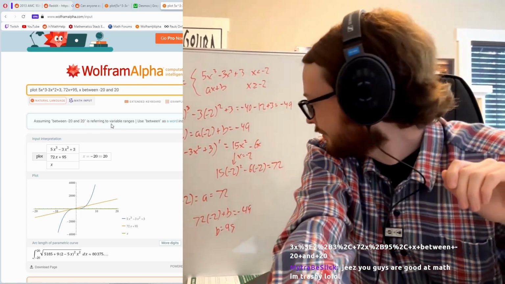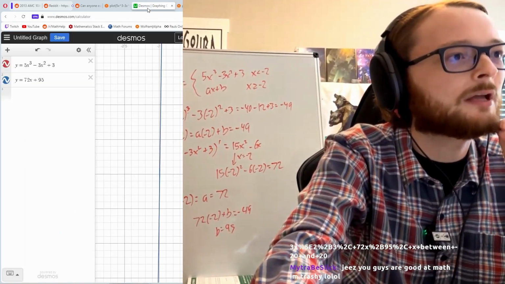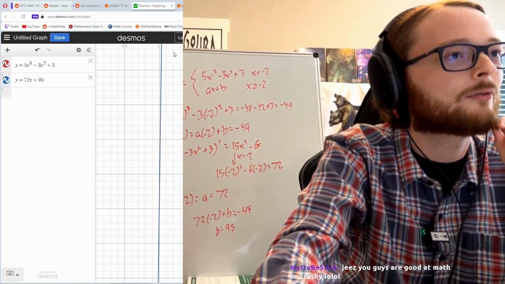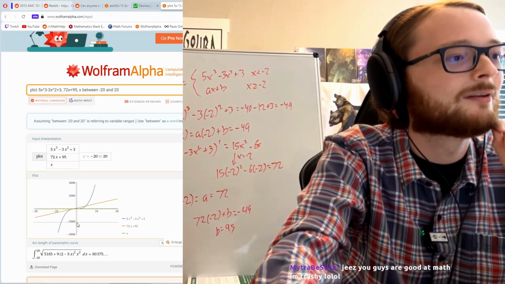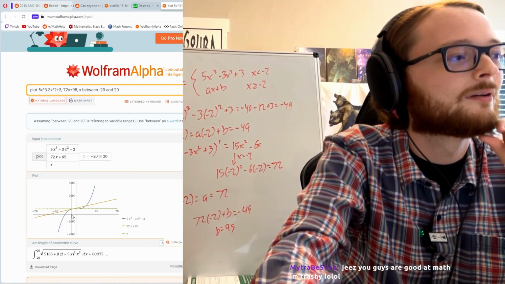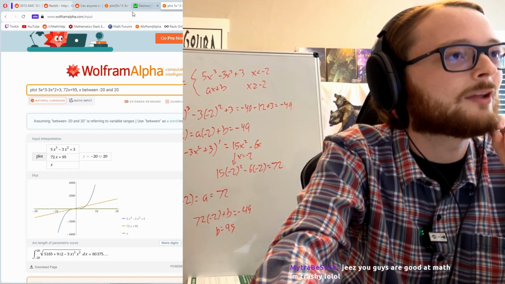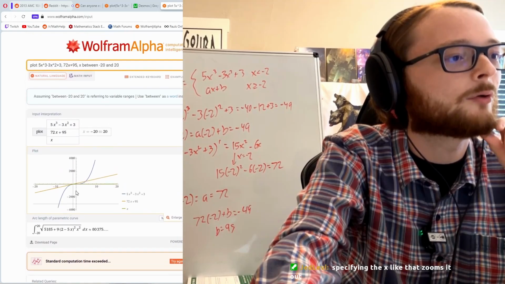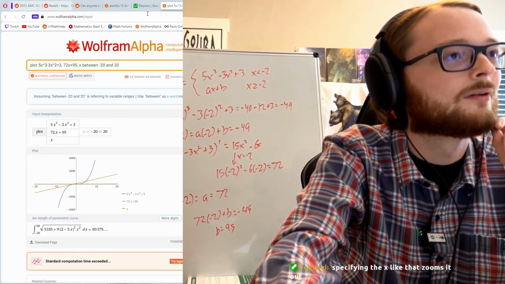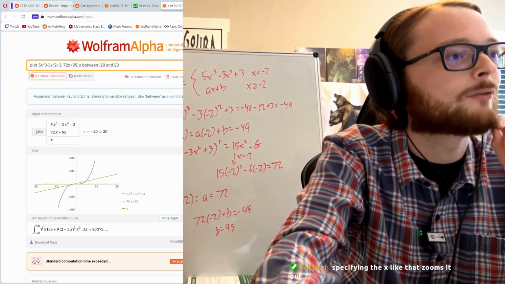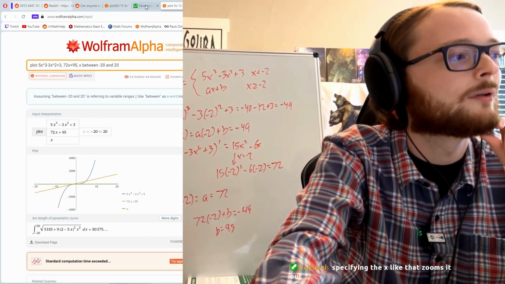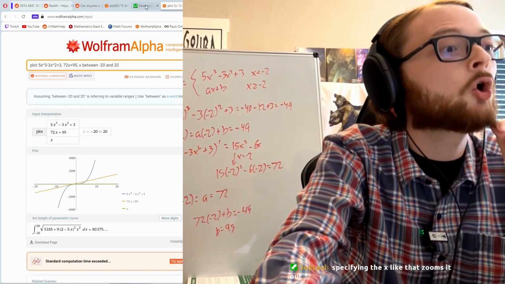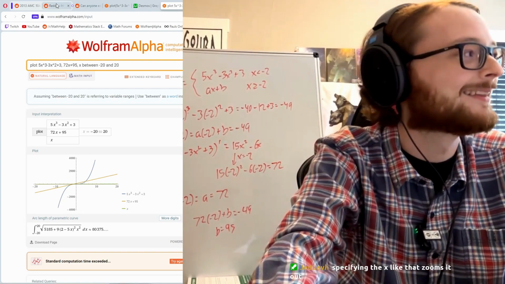Did you switch A and B, Jed? No? Wait, did I switch A and B? No? Why does this... No, stop it. Why does it look so different? So on Desmos, it's really steep. On this one, it's not steep at all. They both look right, though. 5x cubed minus 3x squared plus 3. Oh, ha! That'll do it. Thank you, Jed.